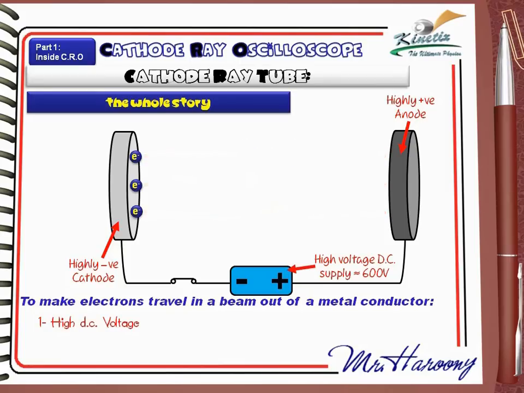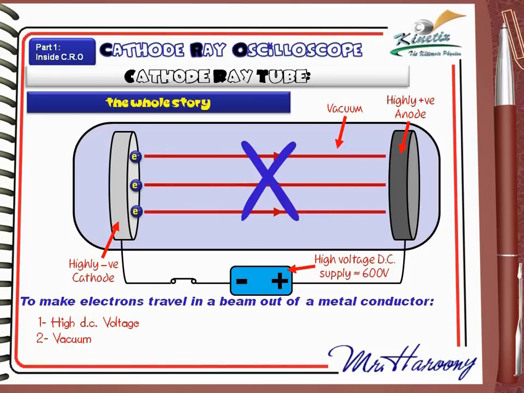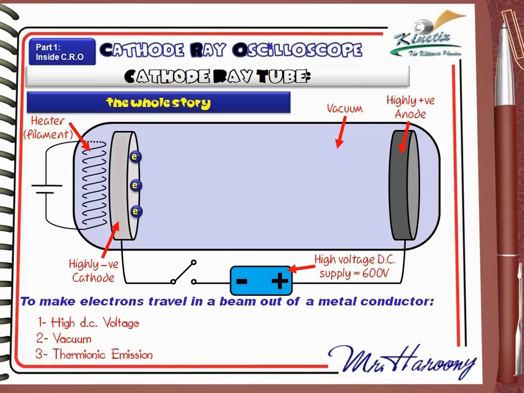After that, they thought about using vacuum to avoid electrons being stopped by air molecules. So they put the anode and the cathode in a perfectly closed vacuum tube. But even with the use of high voltage and vacuum, the trial failed. The third idea they thought about is to add a heater to heat the cathode. This will cause what they later called thermionic emission.